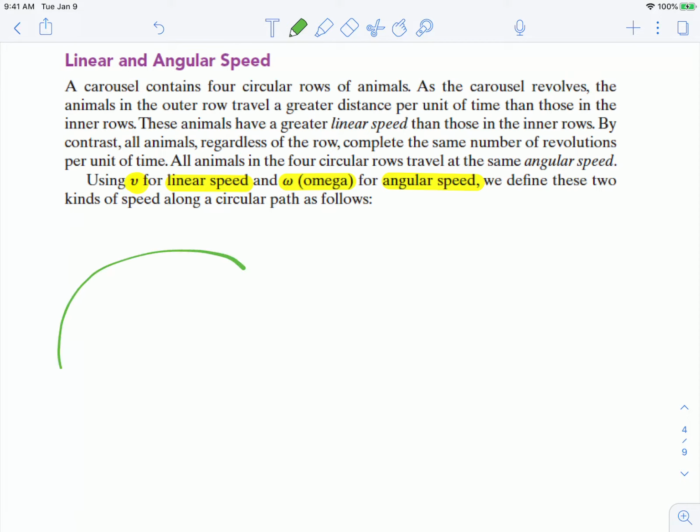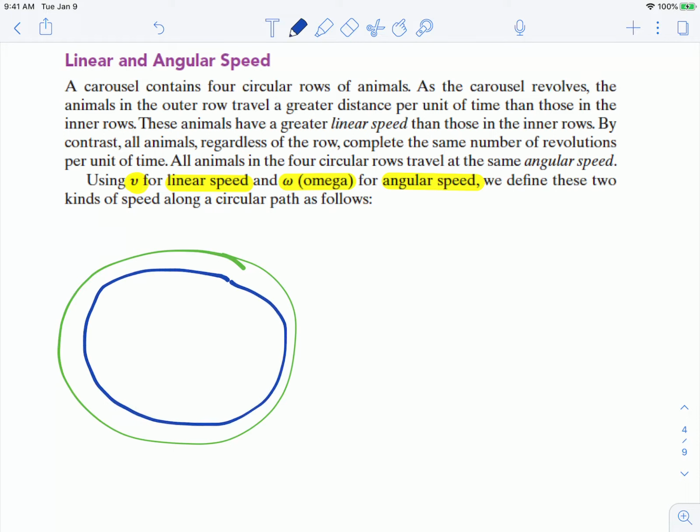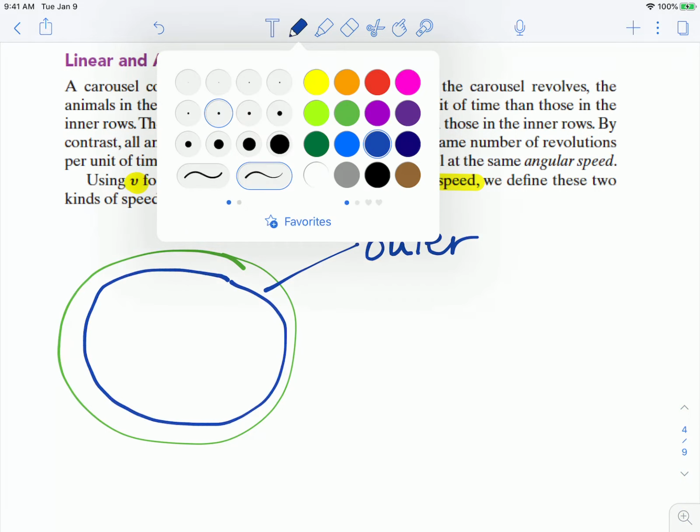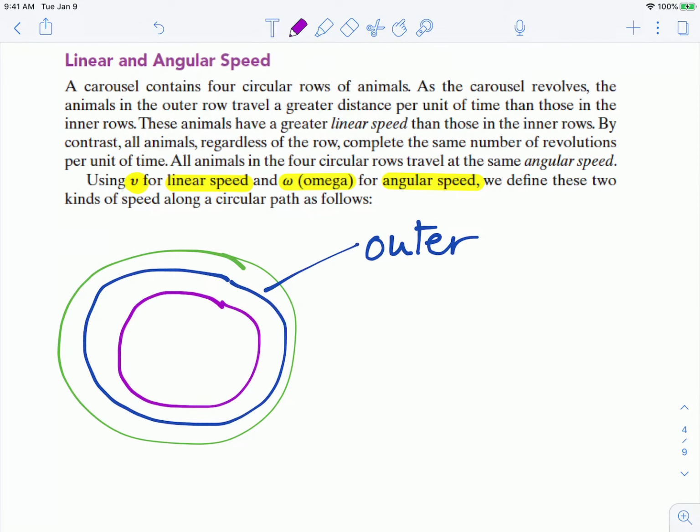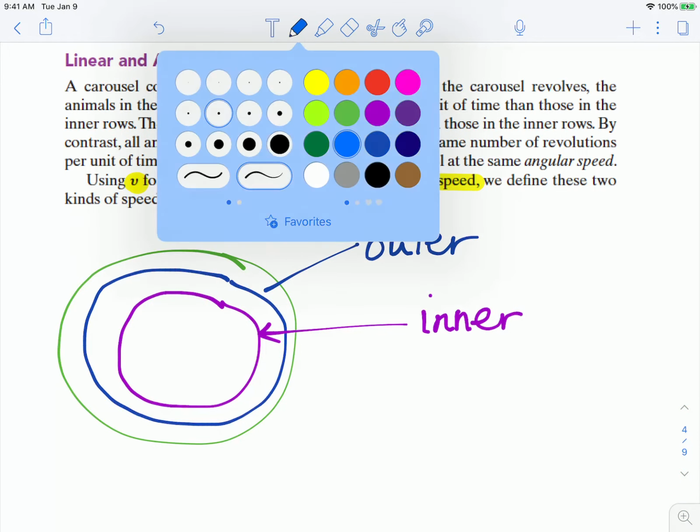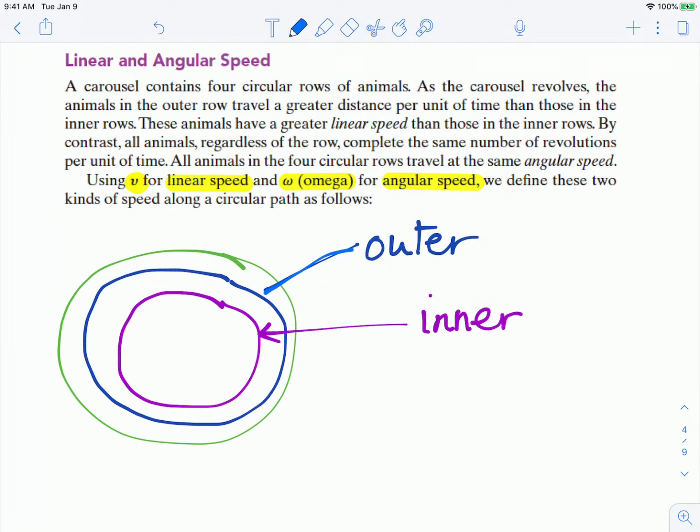So if here is your carousel, you have an outer row of animals, and then inside of that is another row of animals. And notice the difference that this outer row has a greater distance per unit of time than those in the purple. These animals have a greater linear speed than those in the inner row.